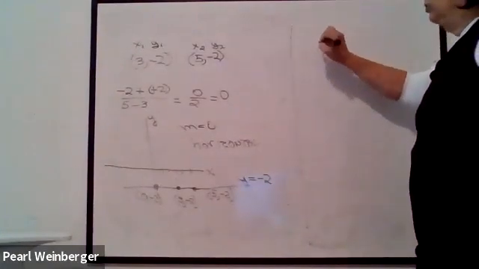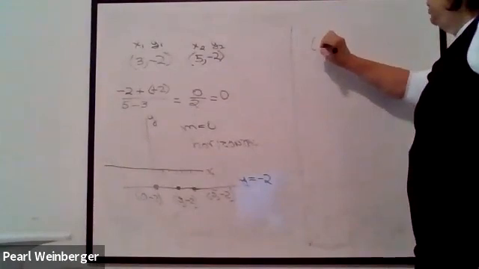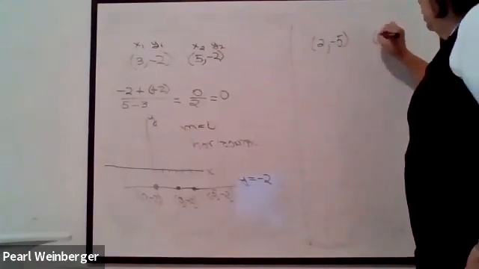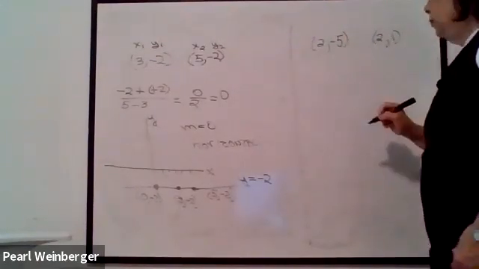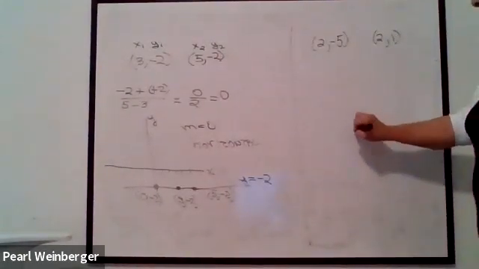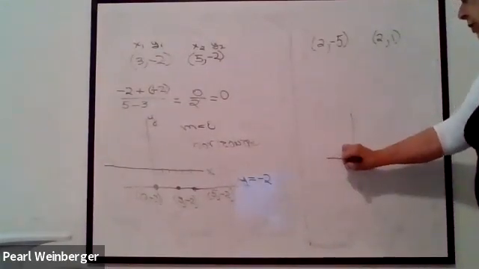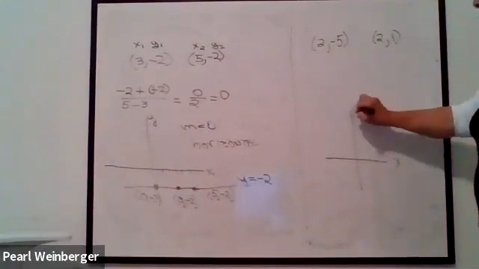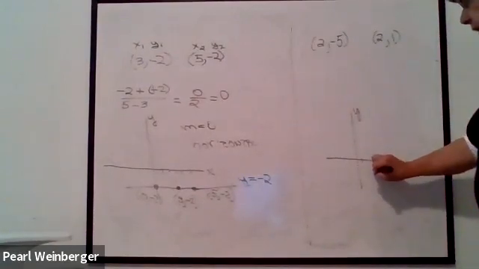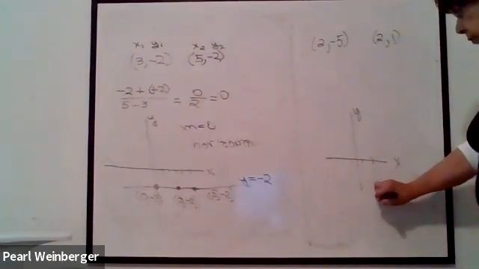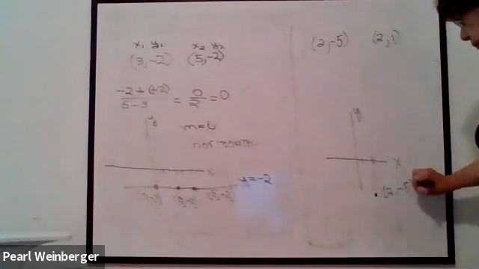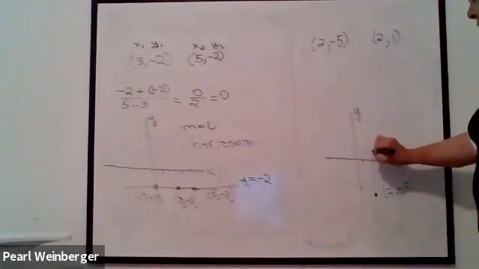Now let's take a slightly different situation. Let's say I have these 2 points. Suppose I have the points (2, -5) and (2, 1). I'm going to draw this first, and then we're going to talk about the slope. (2, -5) looks like this, 2 to the right, 5 down. (2, 1) is 2 to the right and 1 up.